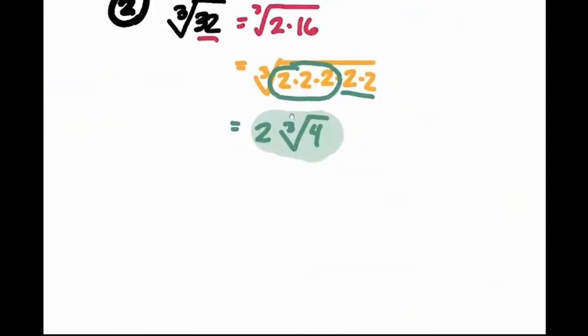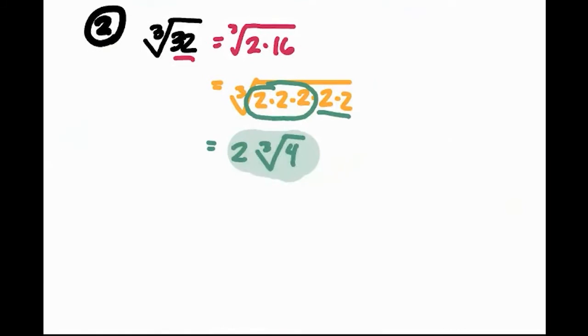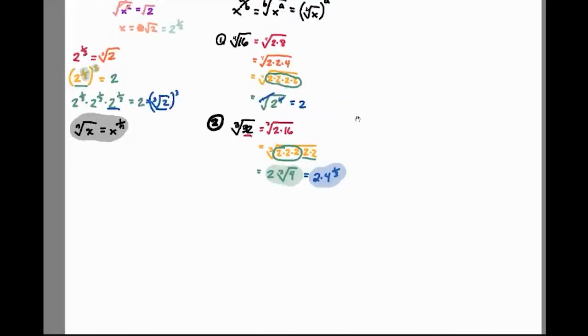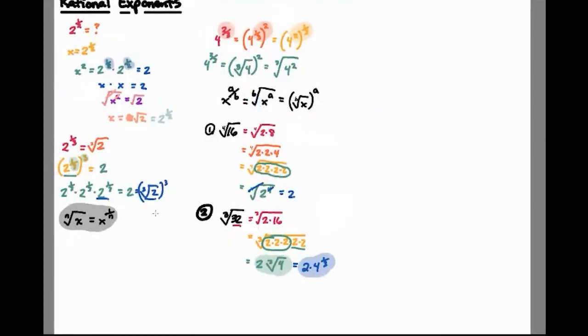Okay, but what if I wanted this as a rational exponent? So you would have to rewrite this to be 2 times 4 to the 1/3 power. Because it's that cube root, which again, you just do 1 over 3, based on that formula we went over right here.